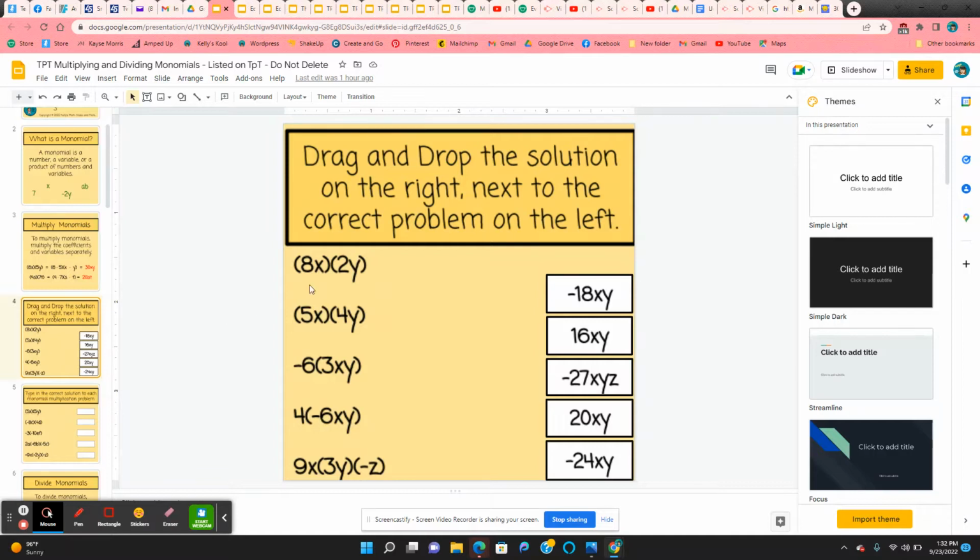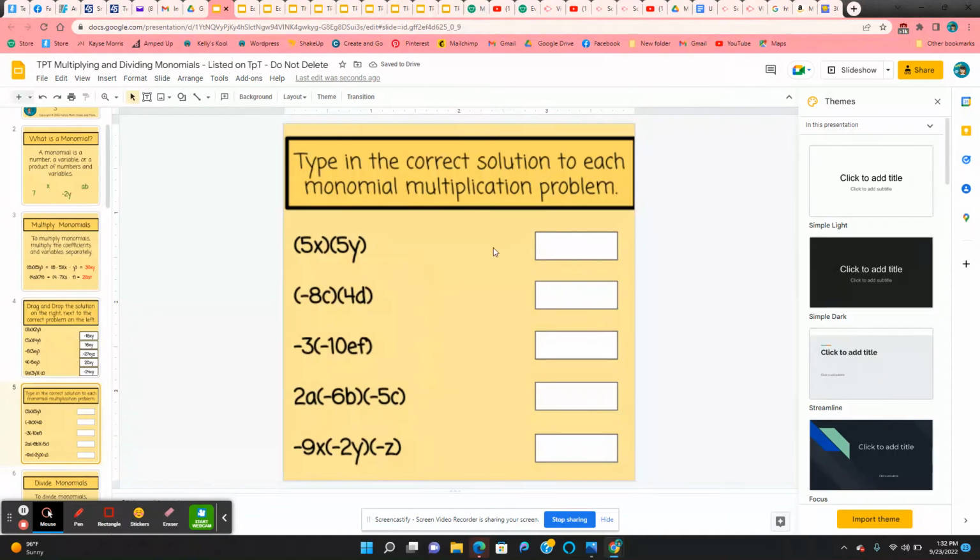So once they get the examples, the students are then going to look at these 5 possible answers and they're going to drag and drop and move them to the correct problem. After they've done those, then they're going to do a few on their own where they just have to type in the answer when they multiply.